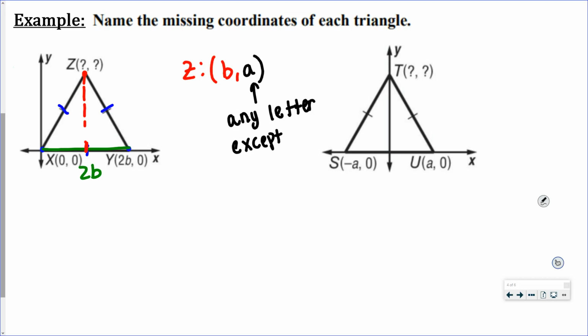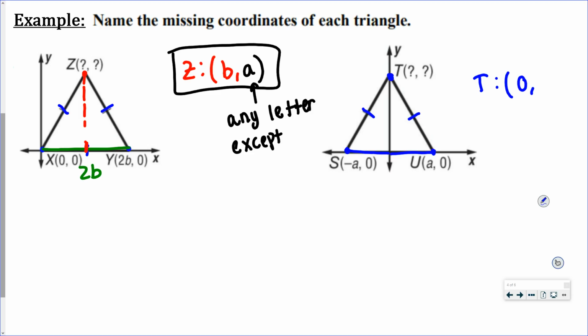Okay. Last one. Here I have an isosceles triangle. They're telling me S is negative A, 0, so we're dipping over here into quadrant 2. That's okay. If this distance is A, it makes sense that U is at A, 0. I need to find T. All right, what's the x coordinate, obviously, of T? 0, right? It's right on my y-axis, 0.